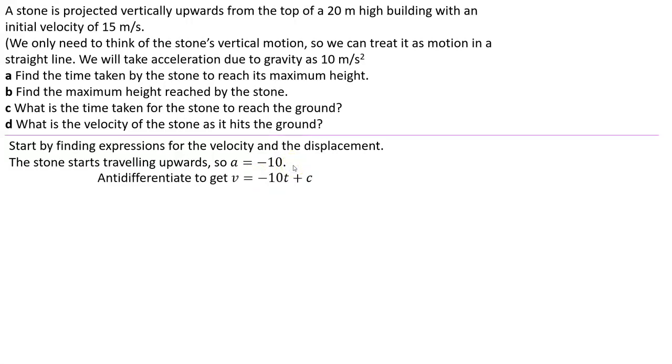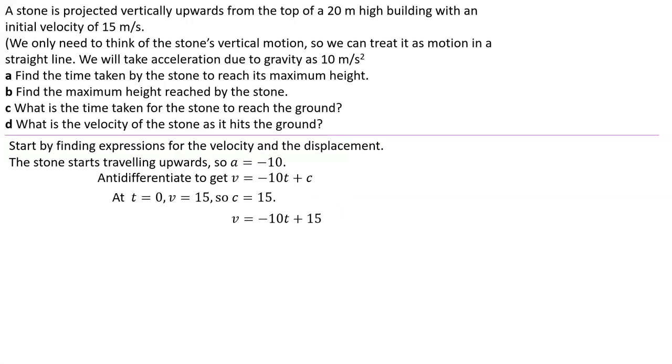We can anti-differentiate that to find the velocity. Now, we need to remember the constant of integration when we anti-differentiate. We find this constant of integration by finding the velocity when t equals 0. We're told that the initial velocity is 15 meters per second, so we substitute t equals 0, v equals 15 in to get c equals 15. So our formula for our velocity is -10t plus 15.